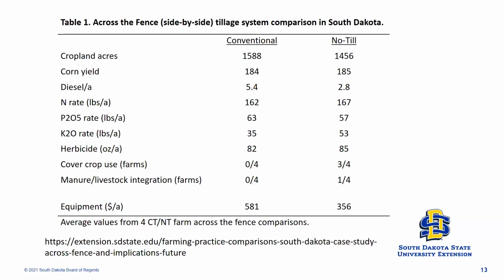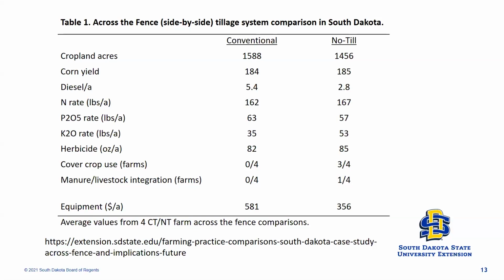The nitrogen rate is really similar. The phosphorus rate, potassium rate, I think we could argue that they're similar. They're not really that far apart. I think it's just coming down to farmers making decisions and wanting to manage maybe for a little bit higher or lower soil test level. Herbicide use, very similar. We got their records for that. So that myth about no-till taking more herbicide, it's not true in this case.